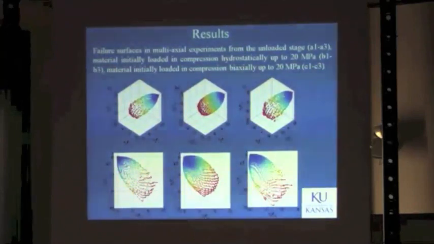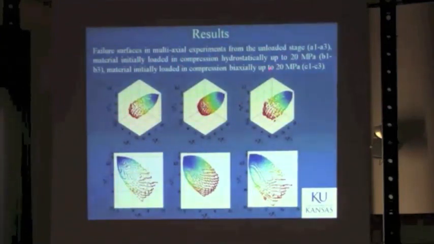Right? So here are some 3D simulations under different loading conditions. Here we start from the unloaded stage. This is a cohesive material, so you can have zero stress in the beginning. You start from an unloaded state and load it in different directions. If you start from an initially hydrostatically loaded state, then you end up with a different failure envelope.